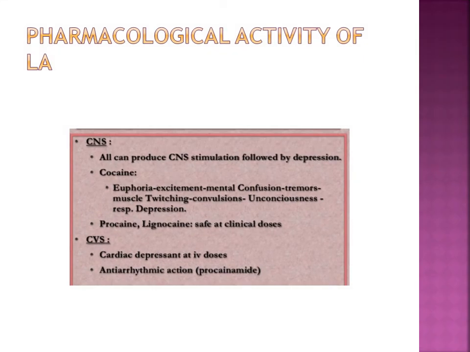Then some pharmacological activity of local anesthetics, like in CNS. All local anesthetics can produce CNS stimulation followed by depression. Example is cocaine. And in CVS, cardiac depression at IV doses. When local anesthetic is injected, then cardiac depression is there. And procainamide has anti-arrhythmic action. For the treatment of arrhythmia, procainamide is used.